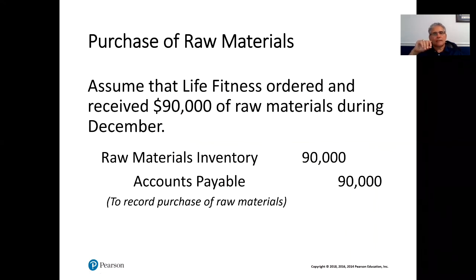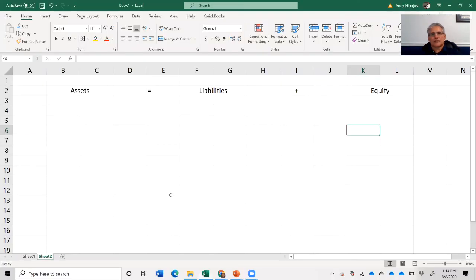Okay, so as an example here, let's take a look at the purchase of raw materials. So let's assume that Life Fitness ordered and received $90,000 of raw materials during December. So the journal entry for that purchase is going to be a debit to raw materials inventory for $90,000 and a credit to accounts payable for $90,000. So if we can see visually how this would work, I'll go ahead and put this up.